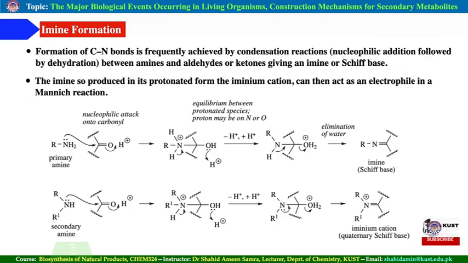The imine that is produced as a result of these reactions, in its protonated form, like this one, although this is not the protonated form, if for example we have this structure and it donates its lone pair to one proton, it will get a positive charge. But that protonated form of this Schiff's base can act as an electrophile in further reactions like Mannich reactions.